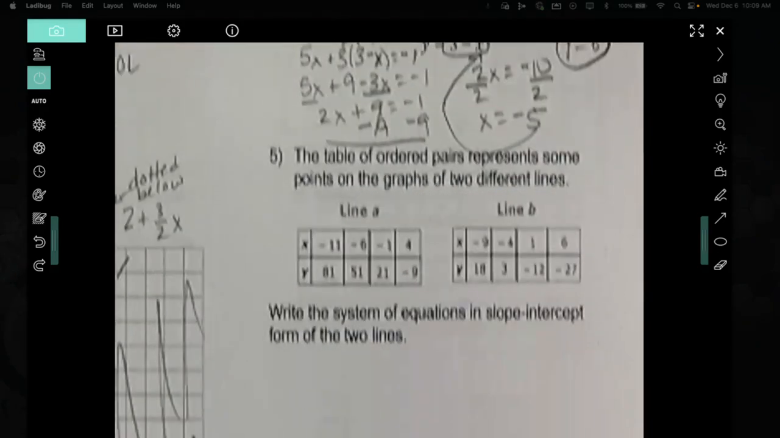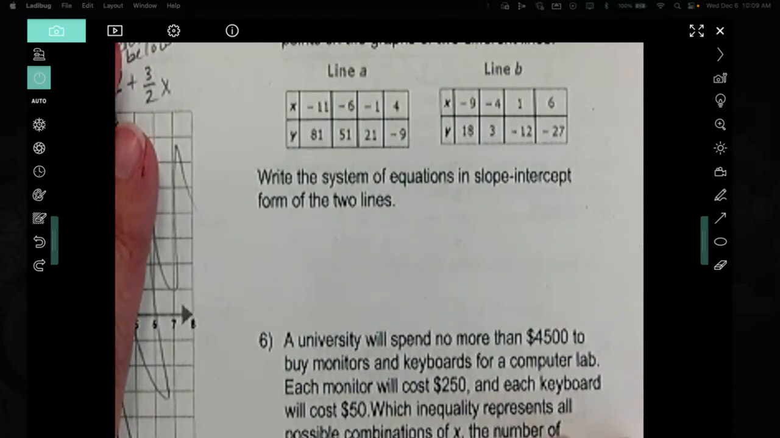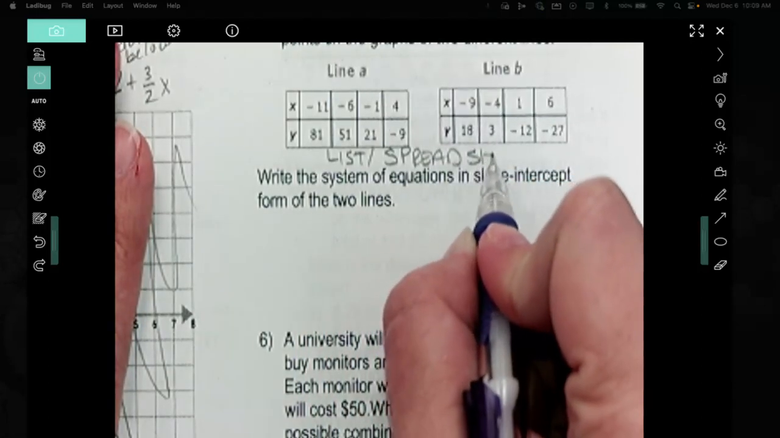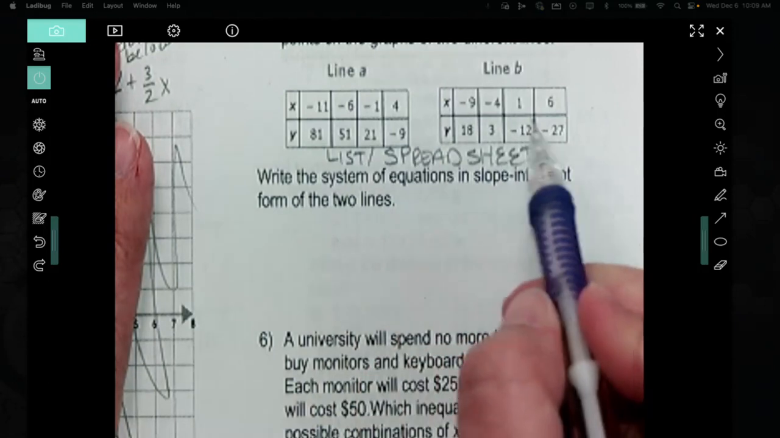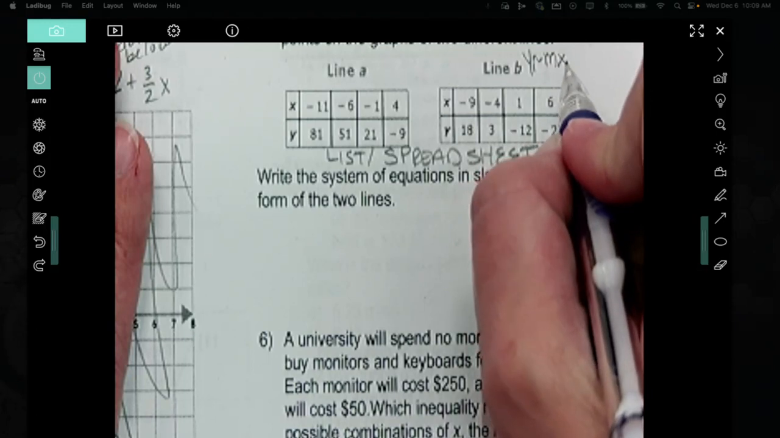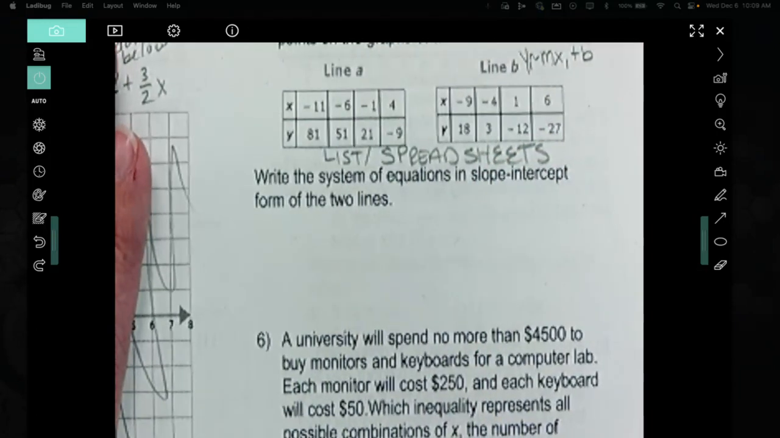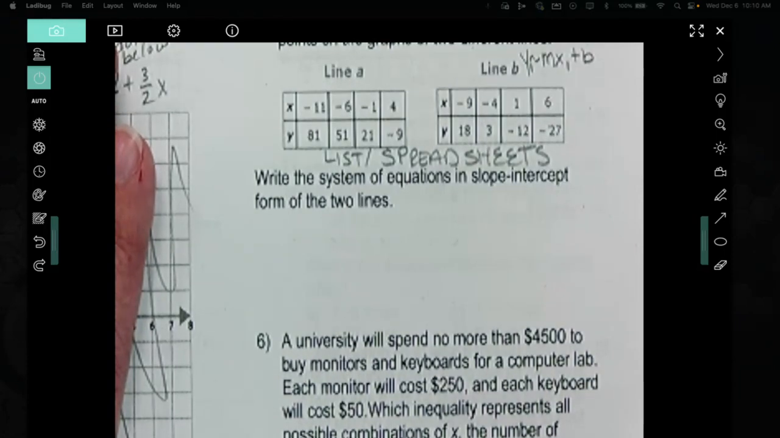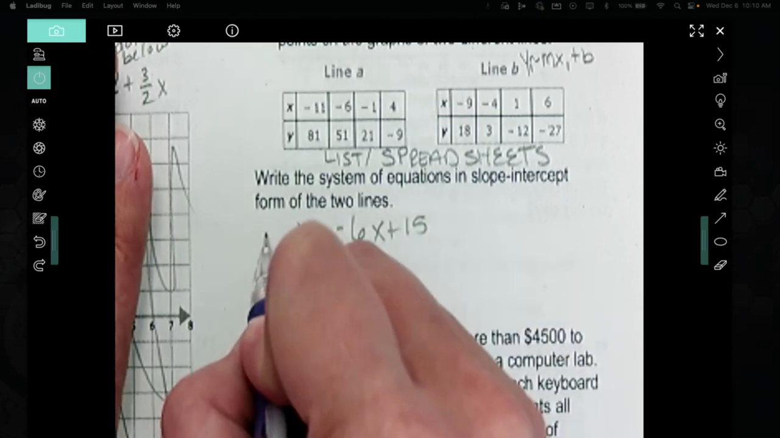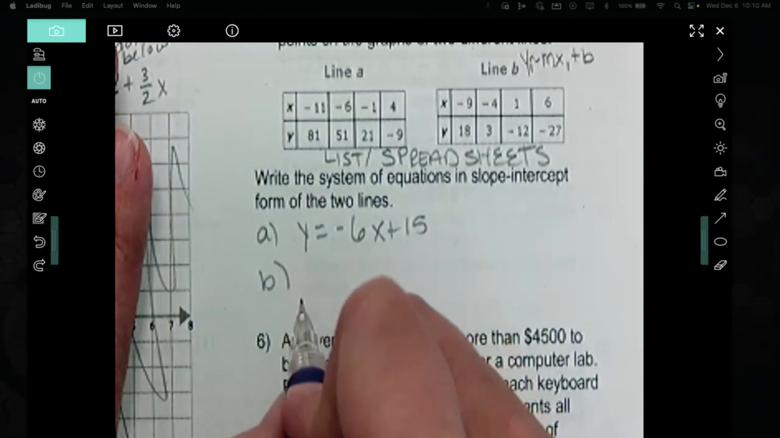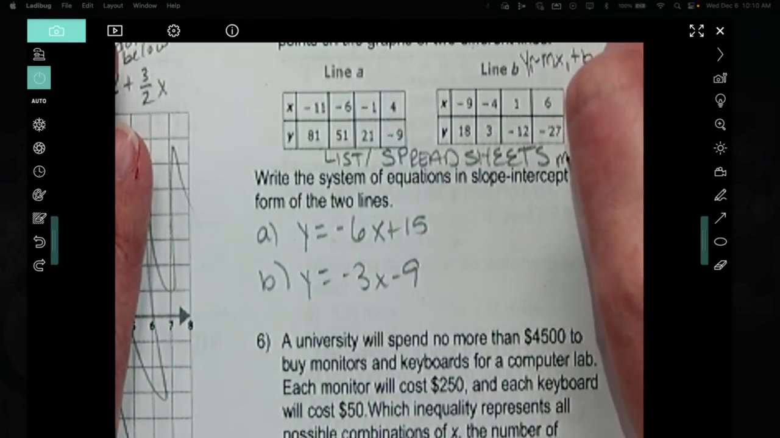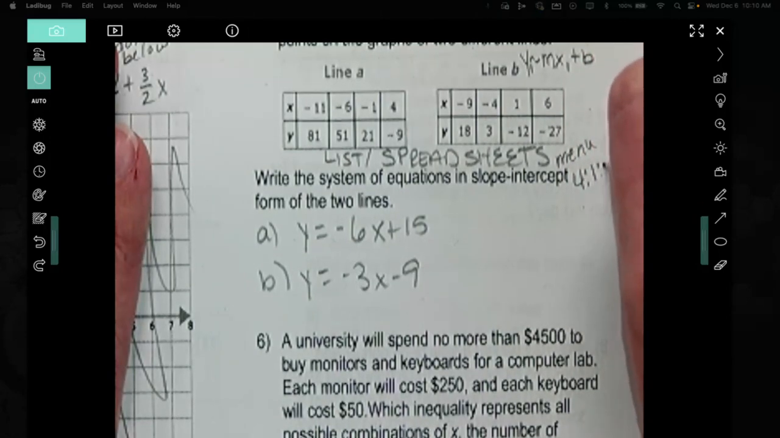Number 5, writing the system from a table. You're going to want to use list and spreadsheets here. Menu 413. If you're using Desmos, you can put in the table and you have to do the y1 squiggle mx1 plus b in that second row to get those equations. When you do this, you get negative 6x plus 15 for A, and for B, you get negative 3x minus 9. Most of you are pretty good with menu 413, so I'm just going to give you the answer on that one.